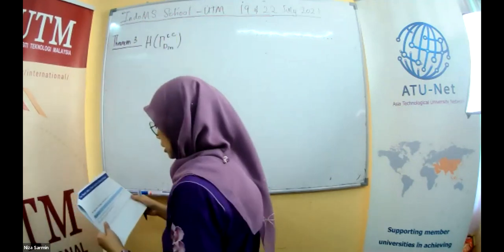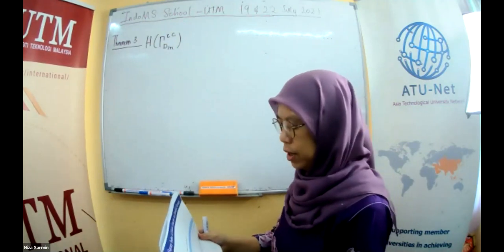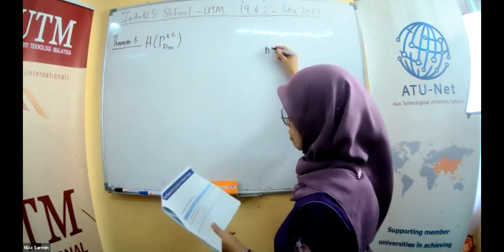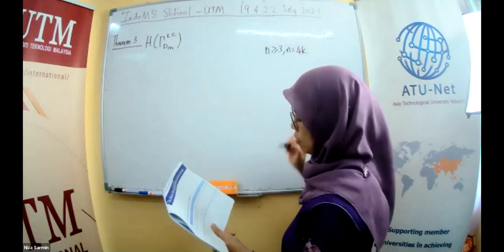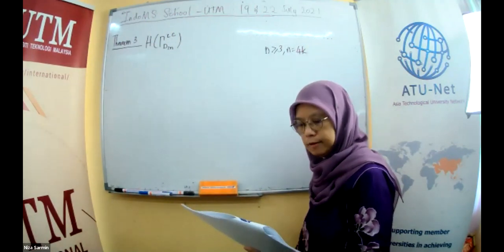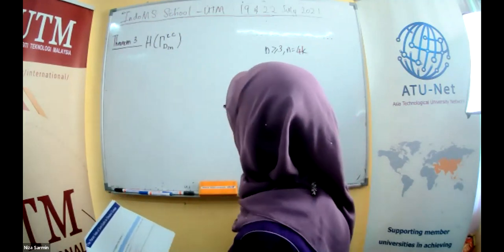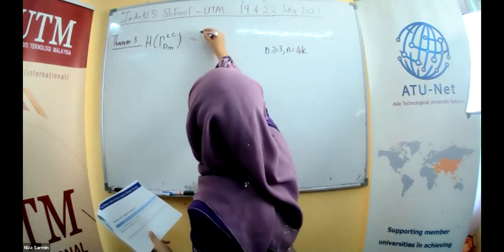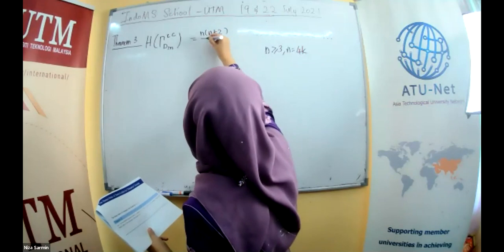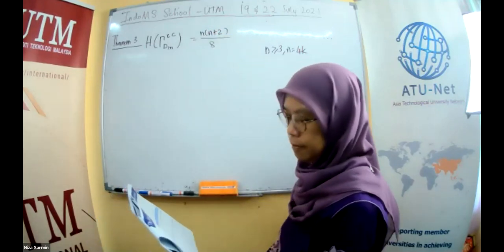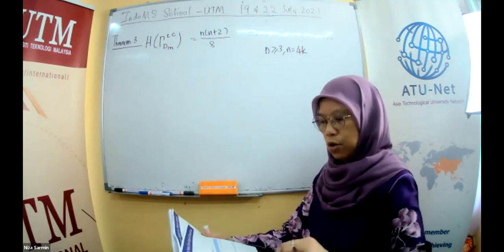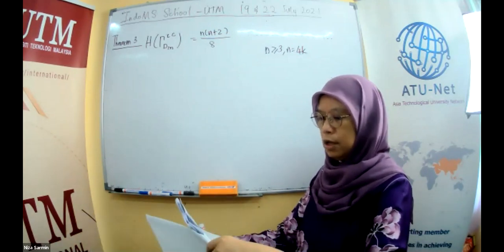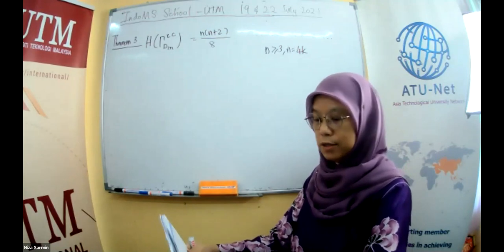Right? The conjugacy class graph when n is bigger or equal to 3, n is 4k. Then this is equal to (n plus 2) over 8. Right? Okay, now why do we get this?